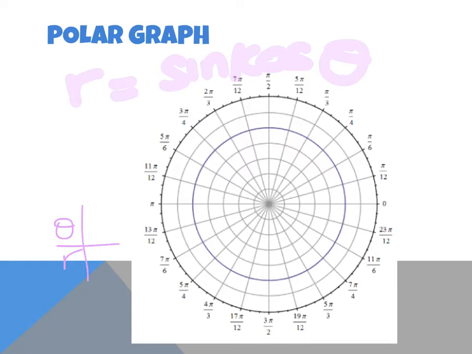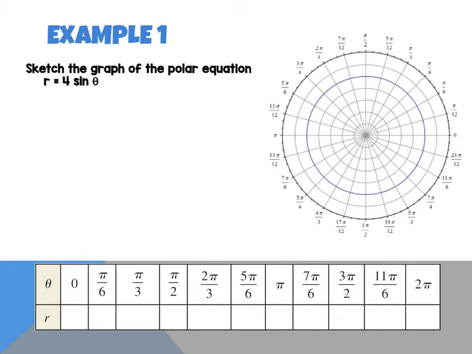So on this one, they've added in the over 12s. They're just additional points, so it doesn't matter. You might see a graph like this, or you might see a graph that just has the basic angles that we've had already. You won't be expected to know the unit circle at pi over 12. You don't have to learn anything new. So you can skip over those lines if you didn't have a calculator. They just add them in between all the other ones. So they're equally spaced. All right, so let's start.